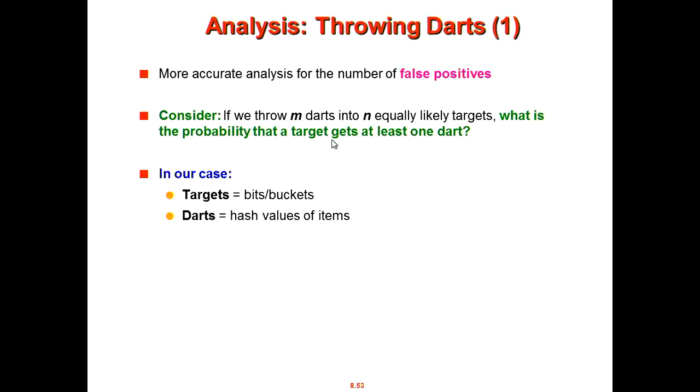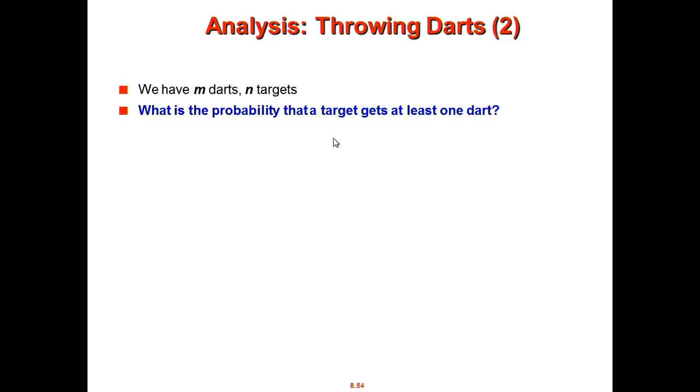So correspondingly, we can view the bit array cells as the targets and hash values of items as darts. We are throwing the darts at targets. What is the probability that a target gets at least one dart? That is, what is the probability that one bit gets at least one hash value, so that the bit is set to 1? That's what we want to compute. We have m darts and n targets, right? So what is the probability that the target gets at least one dart?